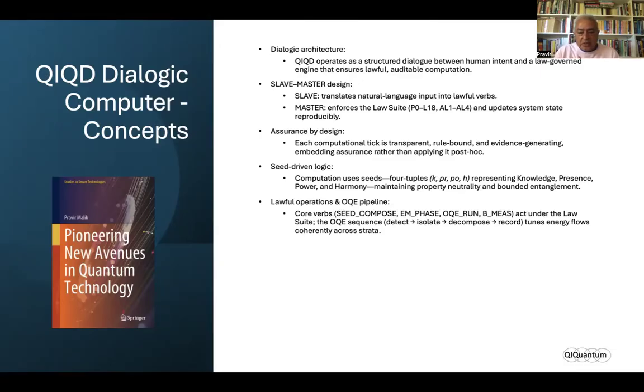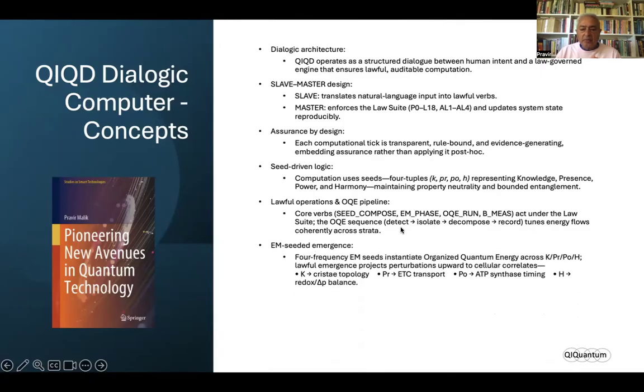There's a command called seed compose, whereby we might compose a seed at one level of granularity, and then due to the organizational quantum energy and the independent channels that exist in bioenergetics, it becomes possible to influence the corresponding fourfoldness at the level of the cell. And so there's also a specific algorithm that is leveraged here. It's called the OQE algorithm.